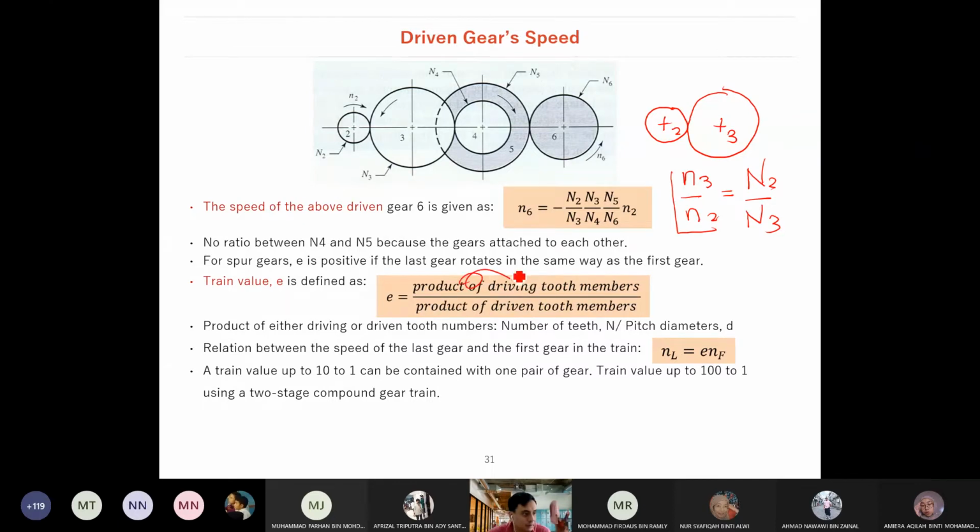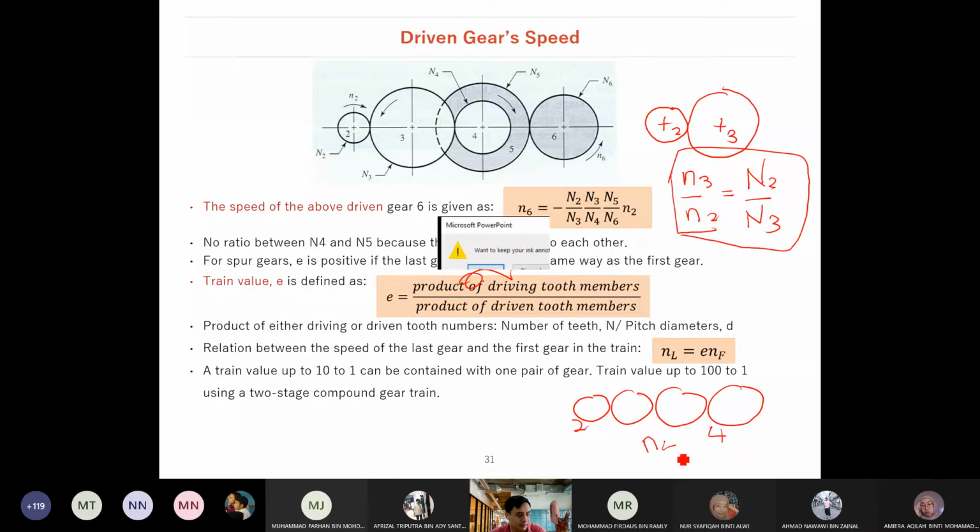Alright, this is the formula. It doesn't matter how many gears or gear sets you have, say you have 2, 3, 4, 5. The formula here, usually we start from 2 to 4. So the formula should be like this: N3, N4.